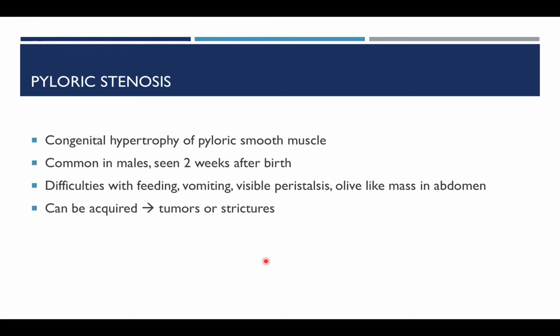There's also pyloric stenosis. Pyloric stenosis can be congenital hypertrophy of pyloric smooth muscle. It is commonly seen in males, and it is usually seen after the first 2 weeks of birth. These patients have difficulty with feeding, vomiting. You can also see visible peristalsis as well as olive-like masses in the abdomen. Pyloric stenosis not only is congenital, but it can also be acquired due to some type of tumors or stricture formation.